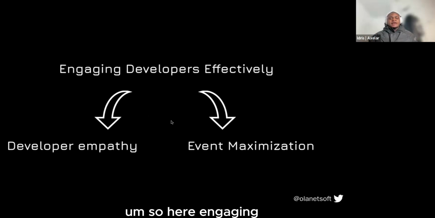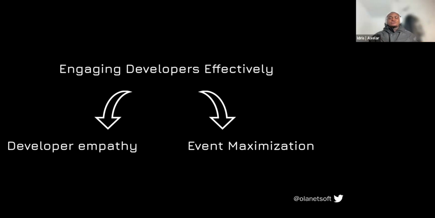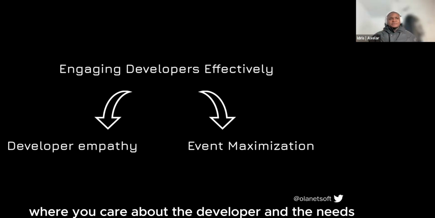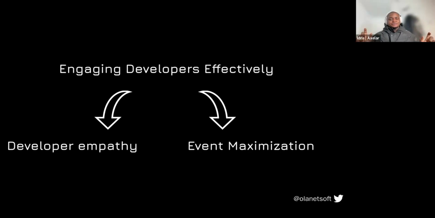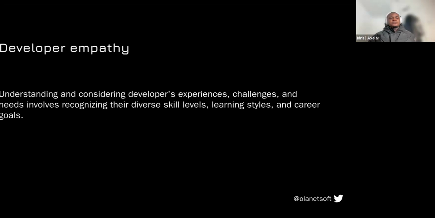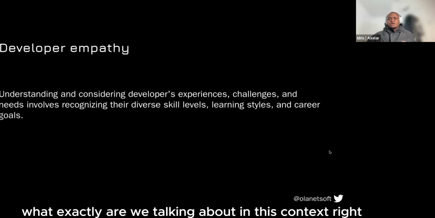So here, engaging developers effectively, I categorize into two categories: developer empathy and event maximization. Developer empathy is where you care about the developers, their needs, and how to maximize events where those developers are attending. So now let's talk about the first one, which is developer empathy. When we say developer empathy, what exactly are we talking about in this context, right?